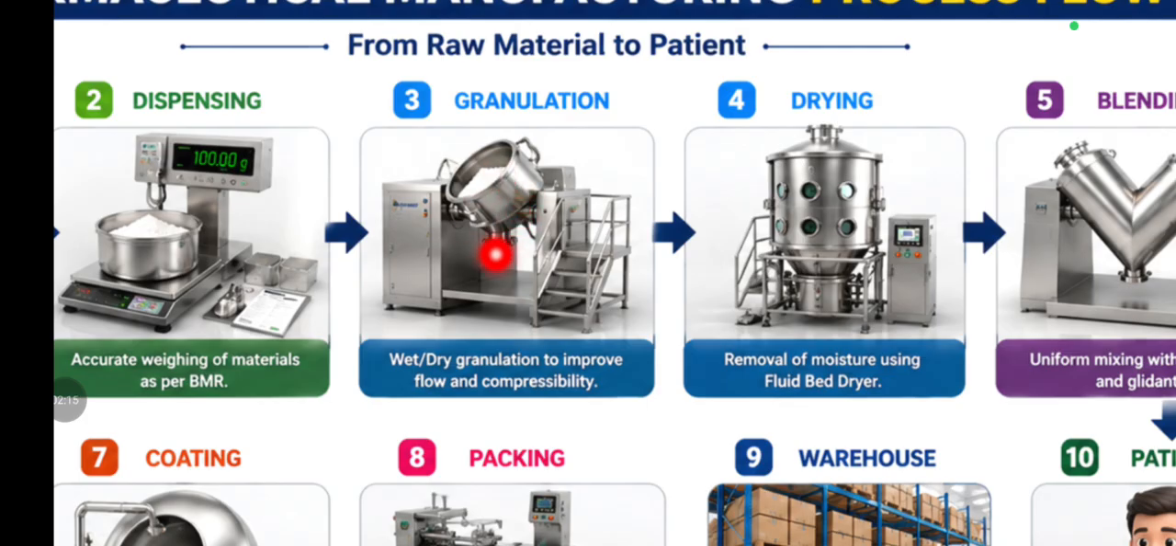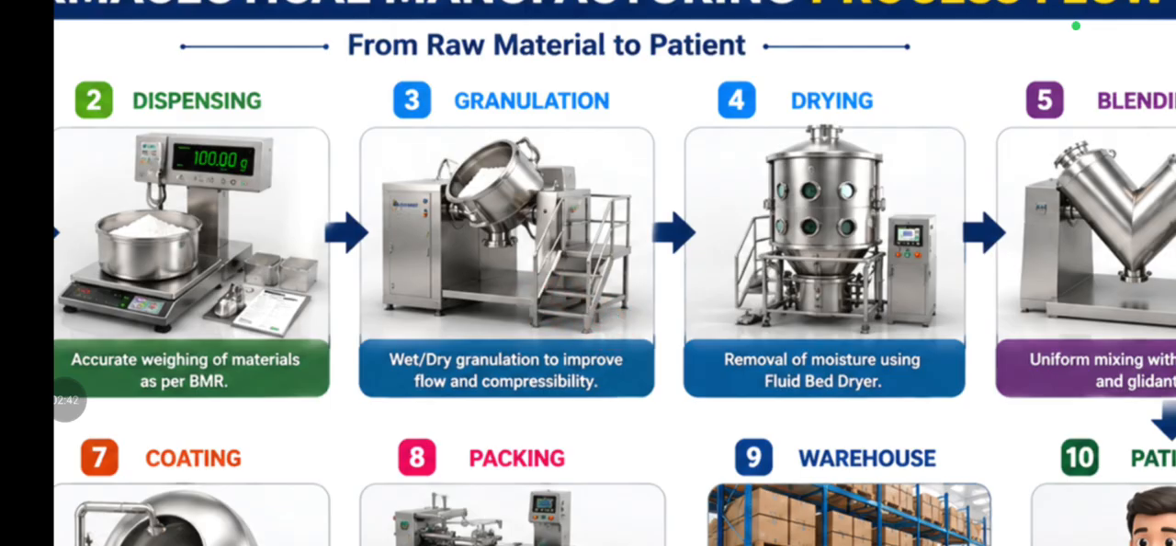See the granulation department. In this granulation department, we are using different types of rapid mixer granulator, that is, we can say RMG. Okay, so in this granulation process, it will be wet granulation, dry granulation, direct compression. We can say that it is to improve the flow and compressibility of that particular material.